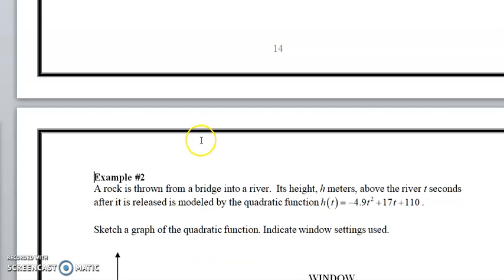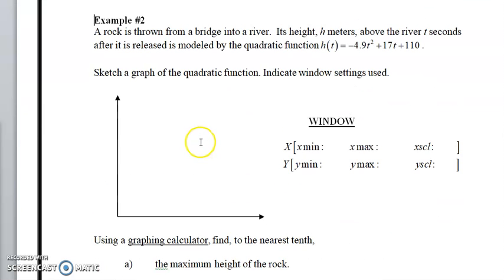Example 2 on page 15. It says a rock is thrown from a bridge in the river. It's given by this equation. Let's do it on our graphing calculator this time.